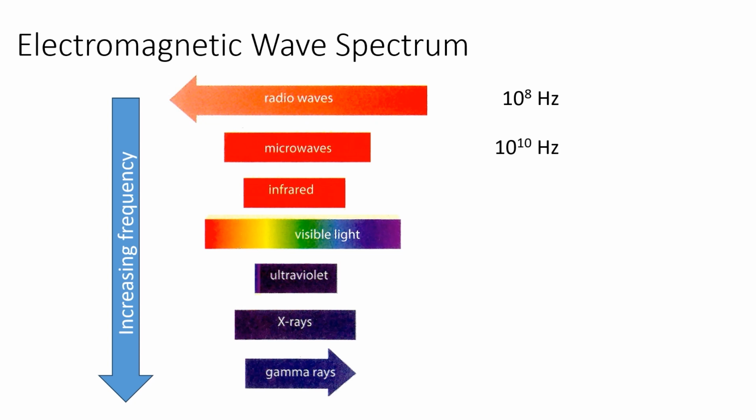Next, microwave, 10 to the power of 10 Hz. Infrared, 10 to the power of 12 Hz. Visible light, 10 to the power of 14 Hz. Ultraviolet, 10 to the power of 16 Hz. X-rays, 10 to the power of 18 Hz. Gamma rays, 10 to the power of 20 Hz.